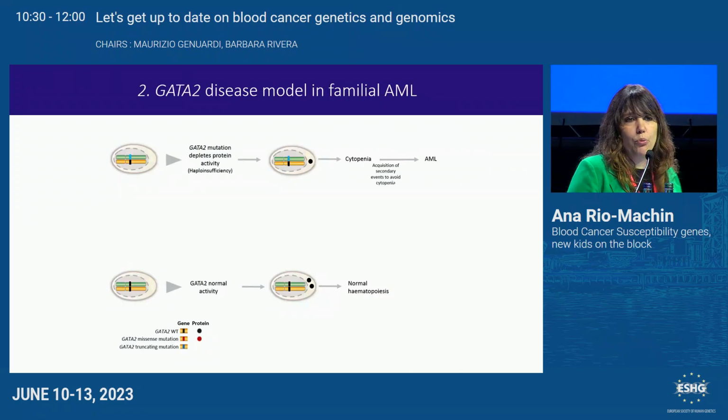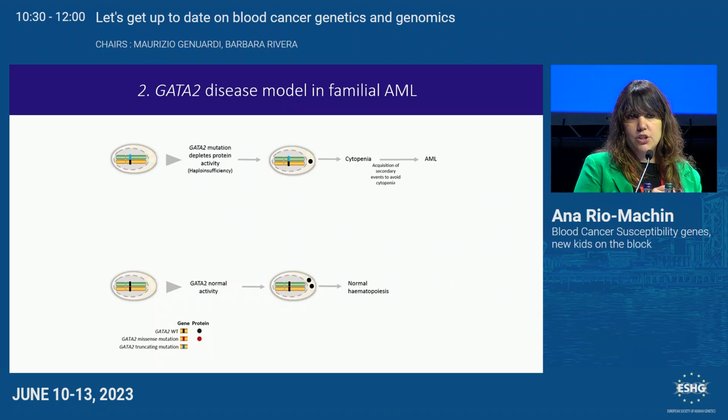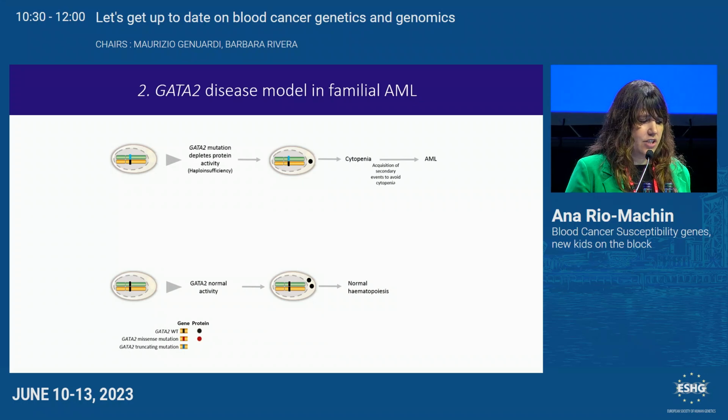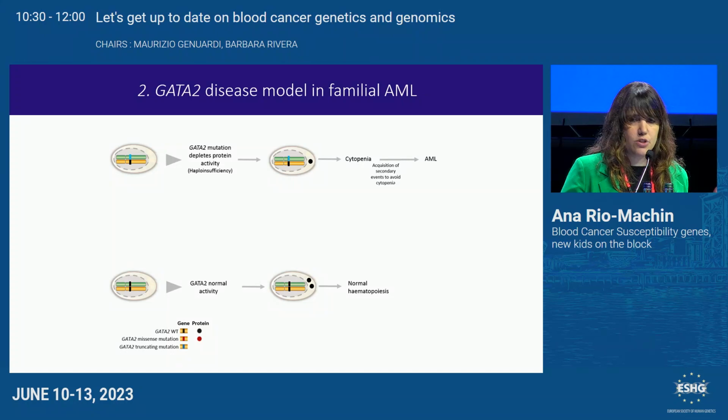So how can we picture that? If we have 2 wild-type copies of GATA2, we will have a normal activity of GATA2, and we will have normal hematopoiesis. However, if we have a mutation that completely depletes the function of GATA2, a loss of function mutation, then we will have haploinsufficiency. This will lead to cytopenia, and eventually, with the acquisition of secondary events, the patient may develop acute myeloid leukemia.